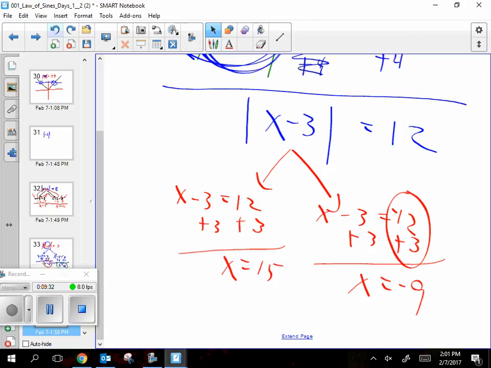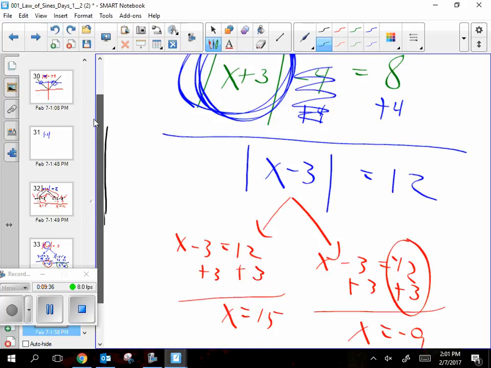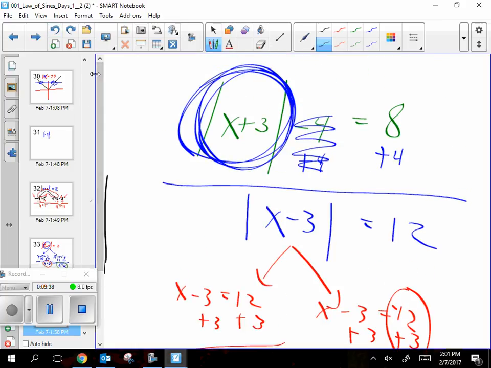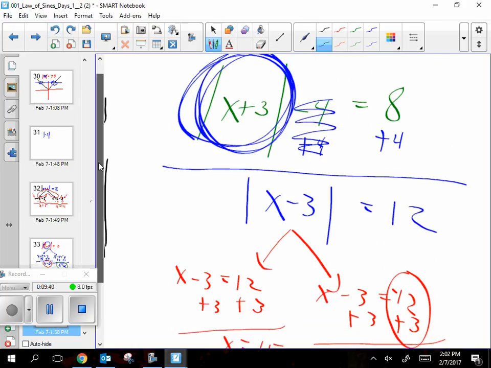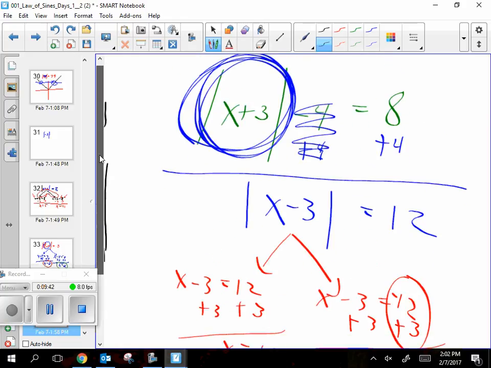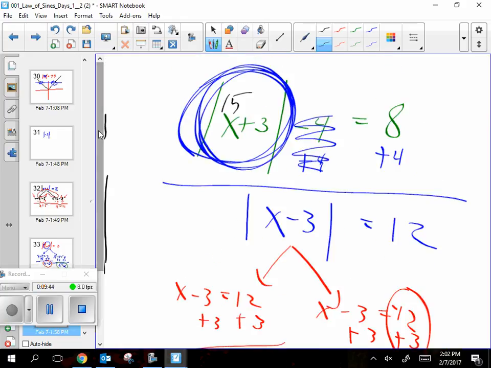And if my life depended on it, I would stick them back in the original problem. And I would stick in, what did I say they were again? 15 and -9. If I stick in a 15, I make sure it works. That's going to make 18. And the absolute value of 18 is 18. And then I'd subtract 4. 18, 17, 16, 15, 14. Uh-oh, something went wrong.